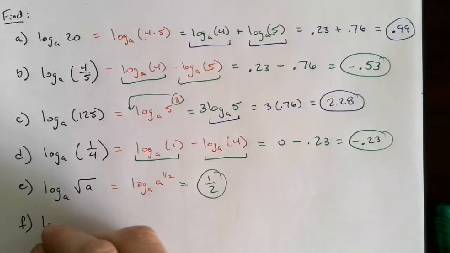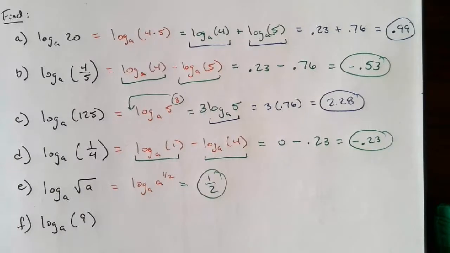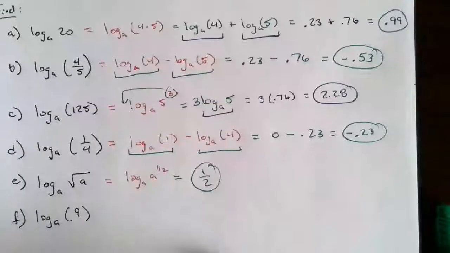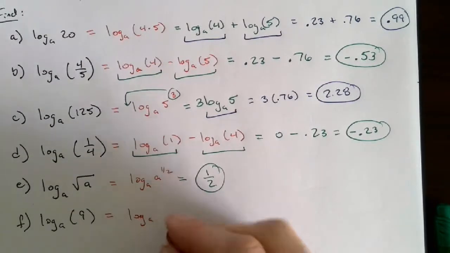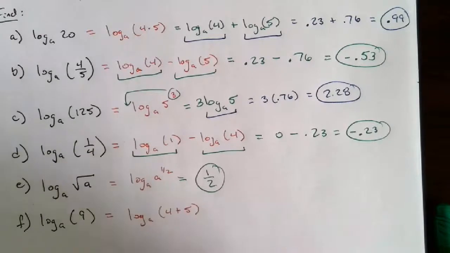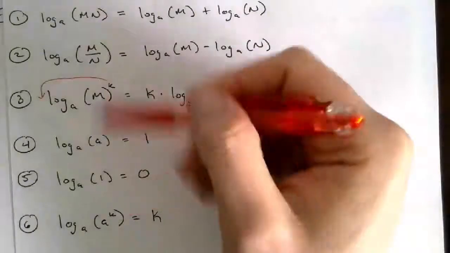And if I wrote this, log base a of, say, 9. Well, you could write 9 as something involving 4 and 5, because our goal is to try to get to this. But if I try to write log base a of 9 as something involving 4 and 5, the only way I really would do that is log base a of 4 plus 5. But none of our rules allow us to separate addition or subtraction inside of a log. And that's actually something important to know. If you have addition or subtraction inside of a log, you can't separate that into individual logs. Our rules don't say anything about adding or subtracting inside of a log.